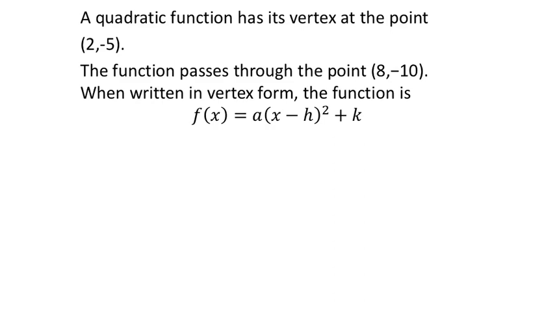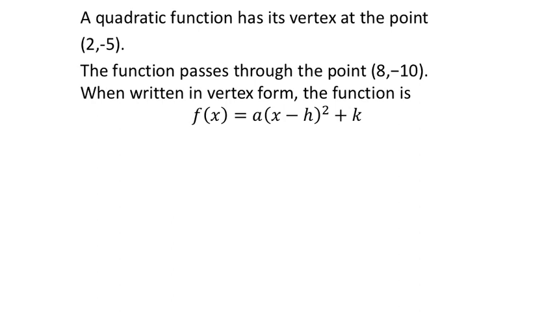This one says, hey, we want a vertex at (2, -5), and it has to go through the point (8, -10). Guess and test is a way that you could do this, but I shudder to think how long it would take to find a corresponding a value for this. So here's what we're going to do, all right?